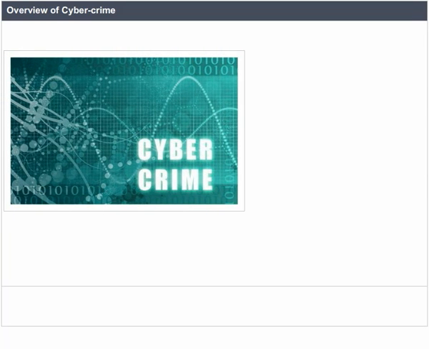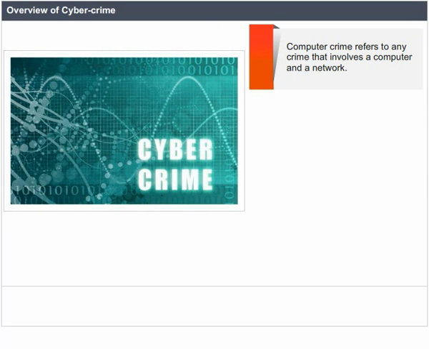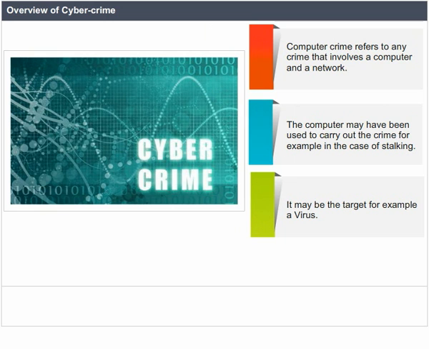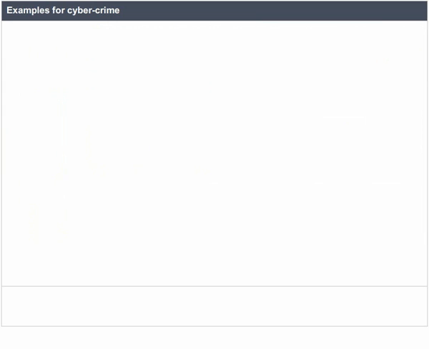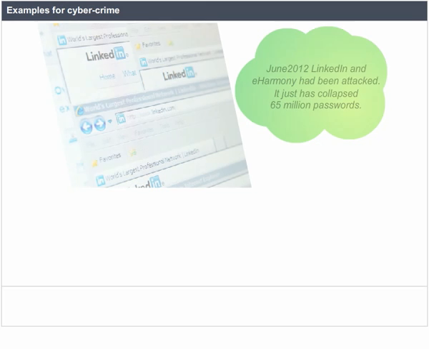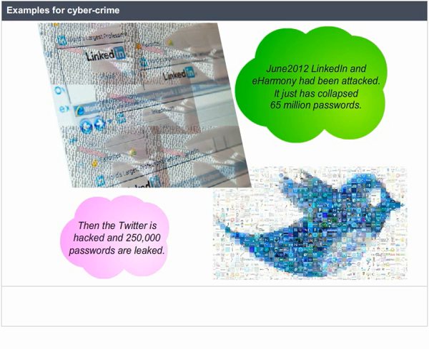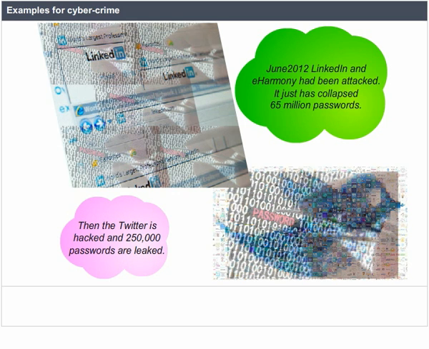Overview of cybercrime. Computer crime refers to any crime that involves a computer and a network. The computer may have been used to carry out the crime, for example, in the case of stalking. It may be the target, for example, a virus. Examples of cybercrime: in June 2012, LinkedIn and eHarmony were attacked, with 6.5 million passwords compromised. Then Twitter was hacked and 250,000 passwords were leaked.